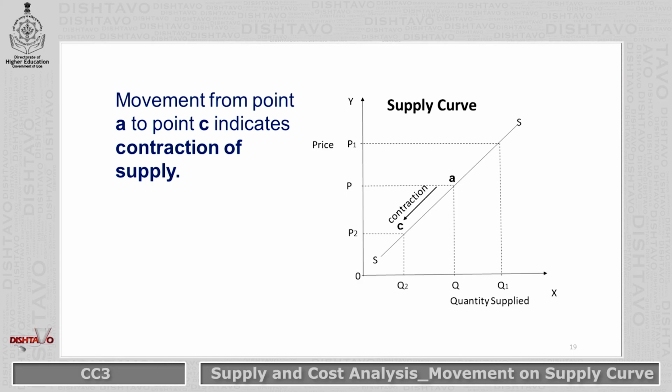When the price is OP, quantity supplied is OQ, but when the price falls to OP2, quantity supplied also falls to OQ2, and hence we see that there is a downward movement on the supply curve SS. The movement from point A to point C is what has been termed as contraction of supply.